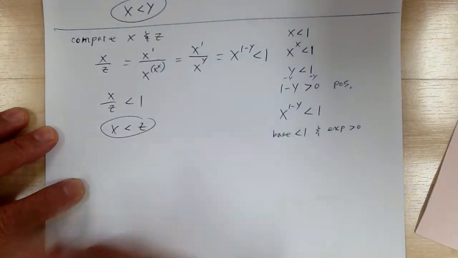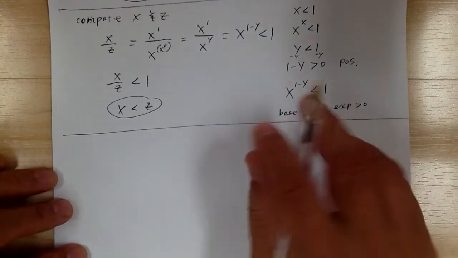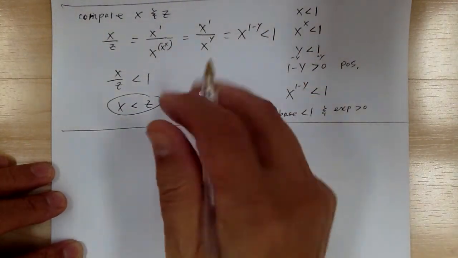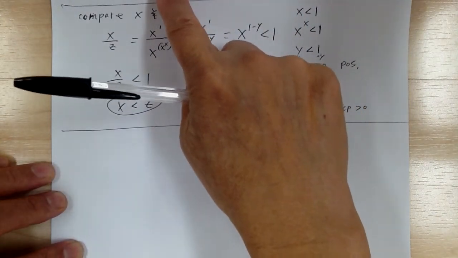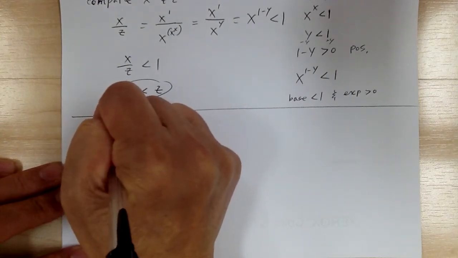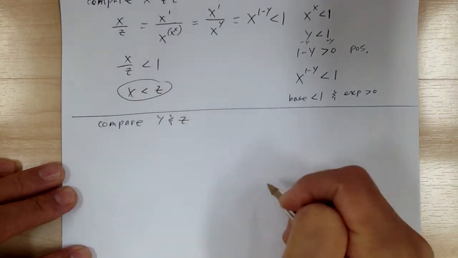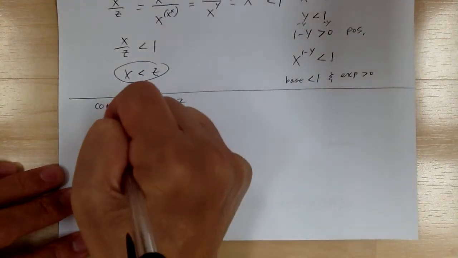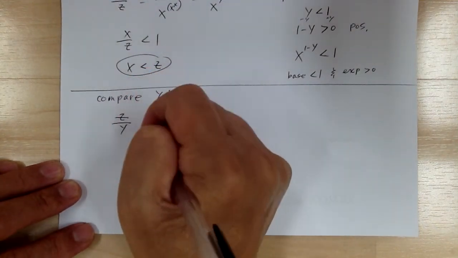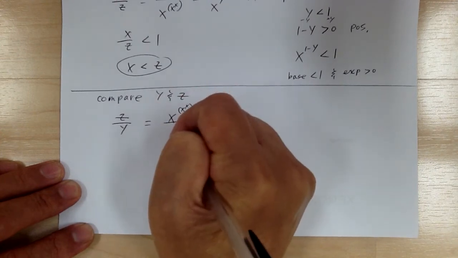Now we have to compare y and z. This one I do by trial and error. Instead of putting y over z, I'm going to put z over y. So this time I'm going to put z over y, and this is going to be equal to x to the x to the x over x to the x.